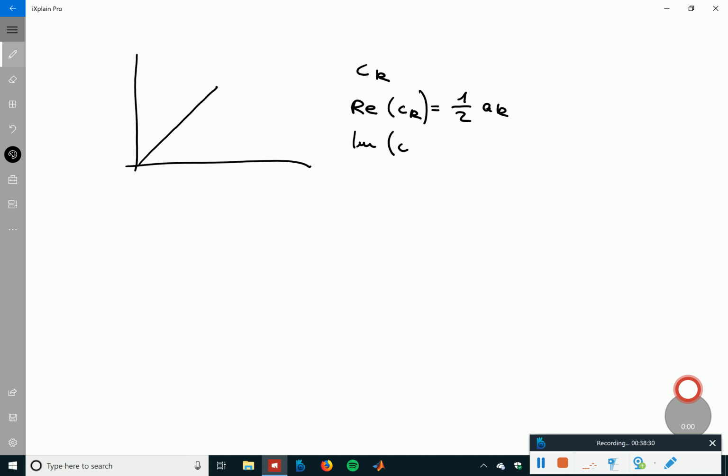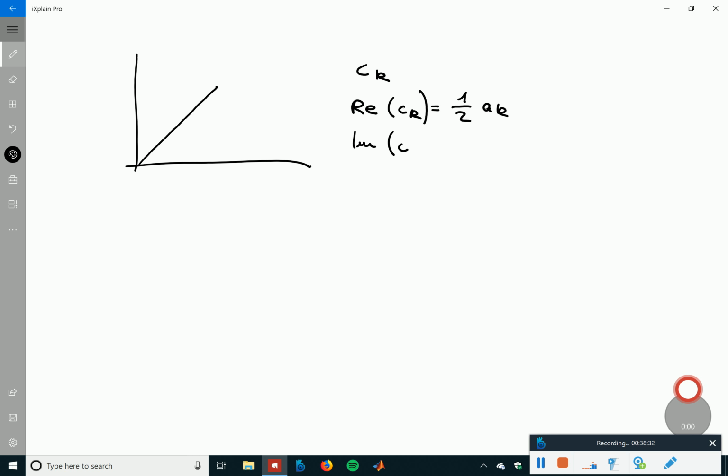So let's do it then properly. So we have ck. So the real part of ck is 1/2 ak, and we assume that we have a positive k here. So the imaginary part is, this has to do actually with how one normalizes the space frequency.